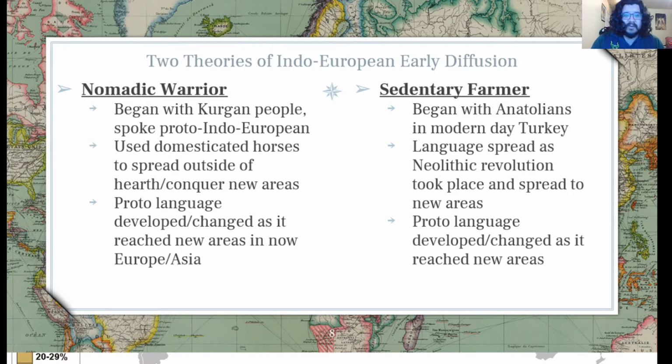And then the sedentary farmer theory, beginning with the Anatolians in modern-day Turkey, Mesopotamia, where as the Neolithic revolution took place and as farming spread from place to place, so too did this proto-language.